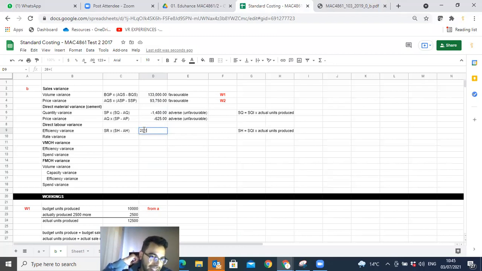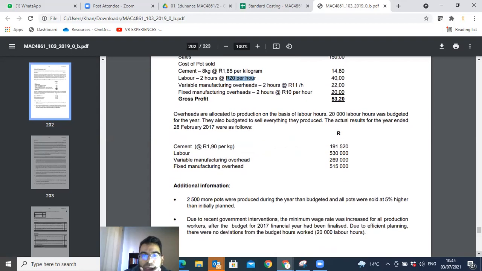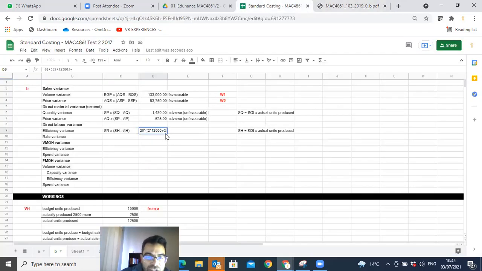Now we need the standard hours. How do we get standard hours? Standard quantity of input: each unit requires 2 hours, multiplied by actual units, which is 12,500 units, minus actual hours. They never gave us actual hours, but we can work it out. Actual hours were the same as budgeted hours, so it is 20,000, because they told you there was no deviation from the budgeted hours.